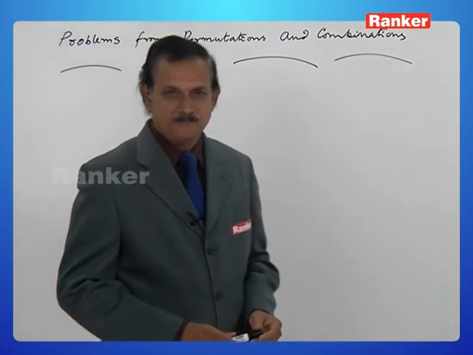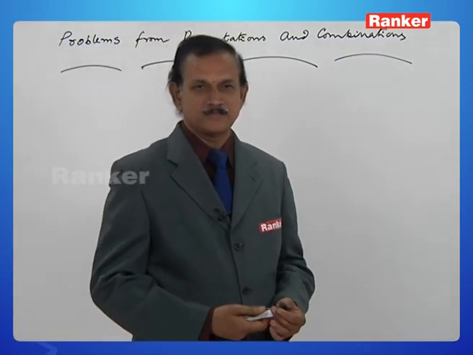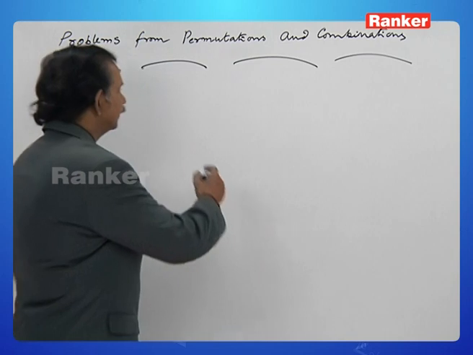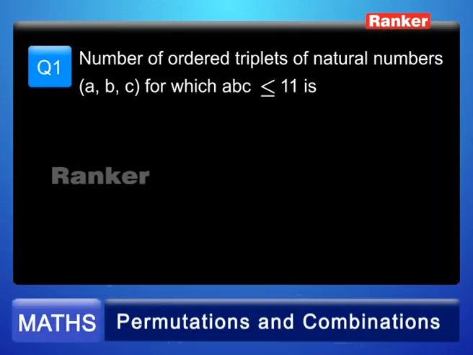Let us now solve some problems in permutations and combinations. The first question is: the number of ordered triplets of natural numbers A, B, C for which the product ABC is less than or equal to 11 is: option A 52, option B 53, option C 55, option D 56.